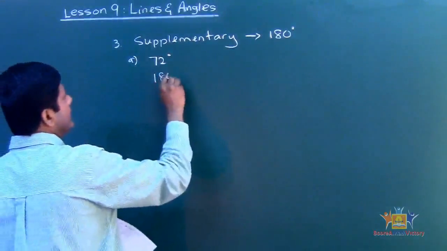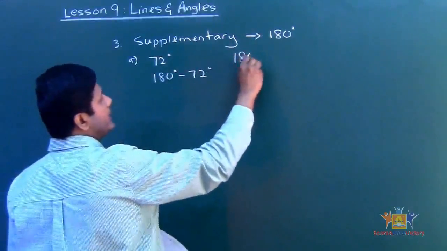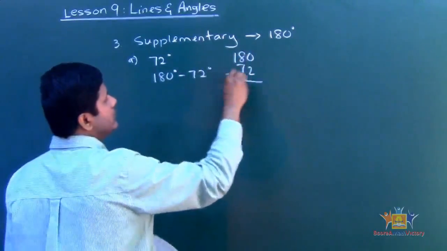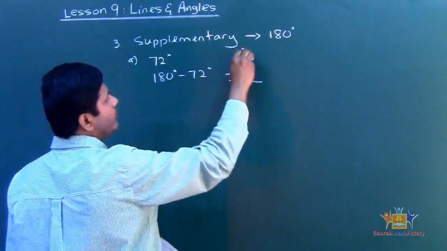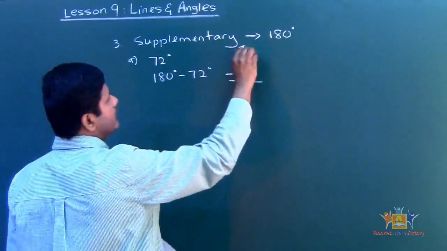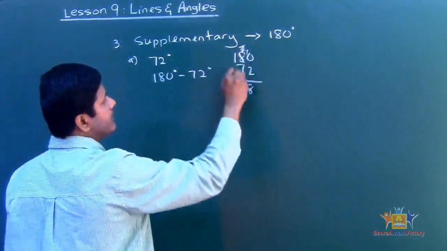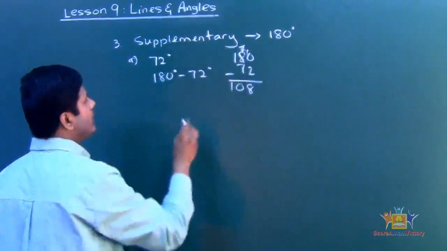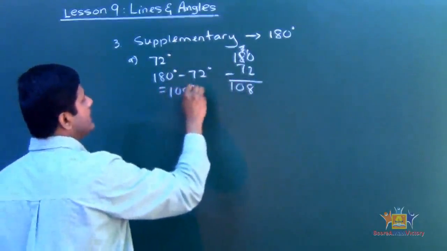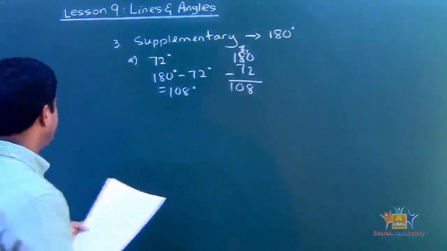So 180 minus 72. Line it up. 180 with 72. 0 minus 2, I cannot, so I borrow from 8. 8 becomes 7, and 0 becomes 10. 10 minus 2 is 8. 7 minus 7 is 0. And then you bring 1. So 108 degrees.